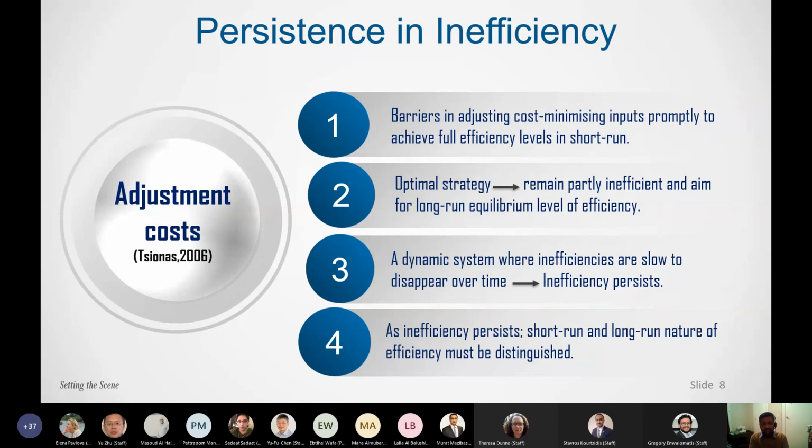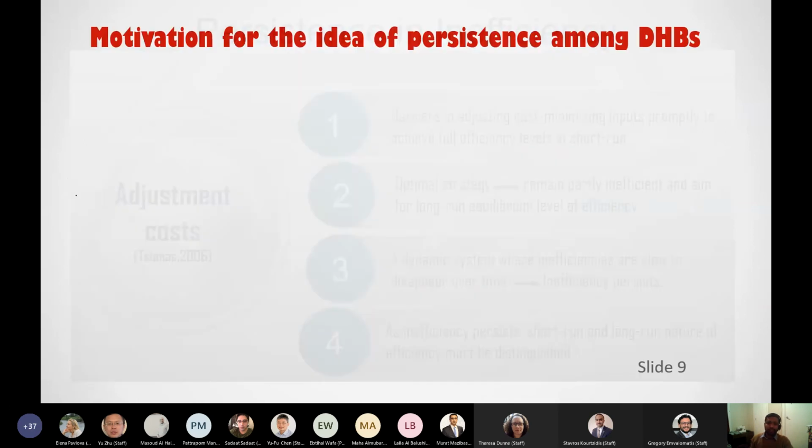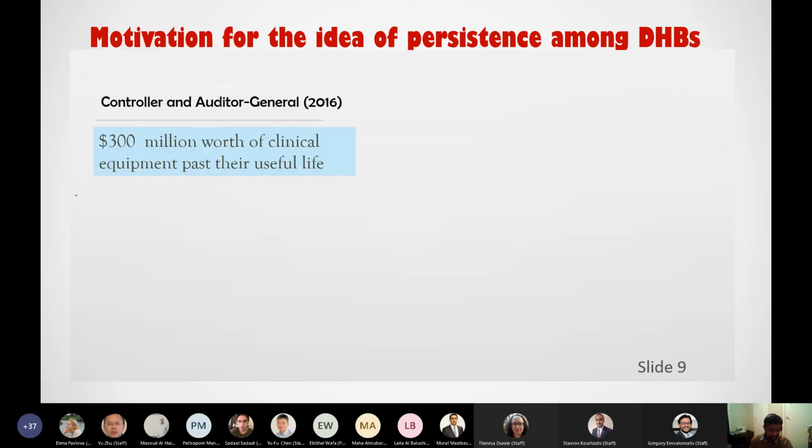So these two needs to be distinguished, and that's the contribution of my paper, basically. So what is the motivation for persistence, particularly in New Zealand district health boards? Why did I go into all this pain of putting that all in the system here and do this analysis?